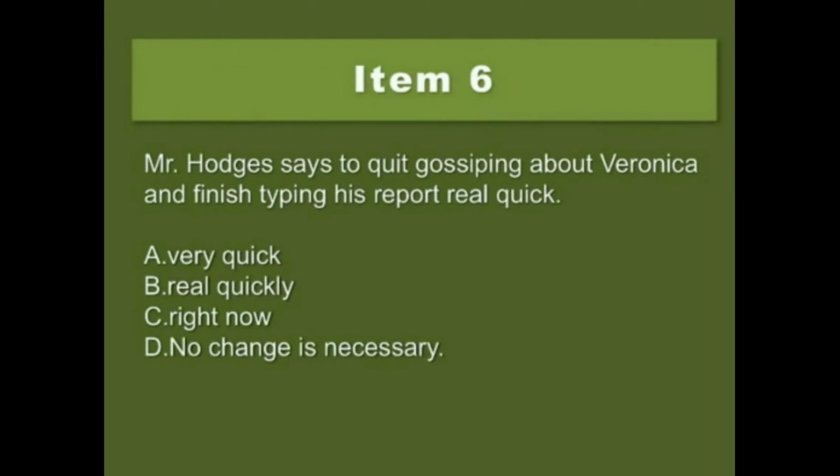Item 6. Mr. Hodges says to quit gossiping about Veronica and finish typing his report real quick. Should we change real quick out for letter A, very quick, letter B, real quickly, letter C, right now, or letter D, this sentence is correct and no change is necessary? You want to exchange real quick, two adjectives that are put together at the end of the sentence with a verb, with the adverb right now. Real quick would be informal grammar.